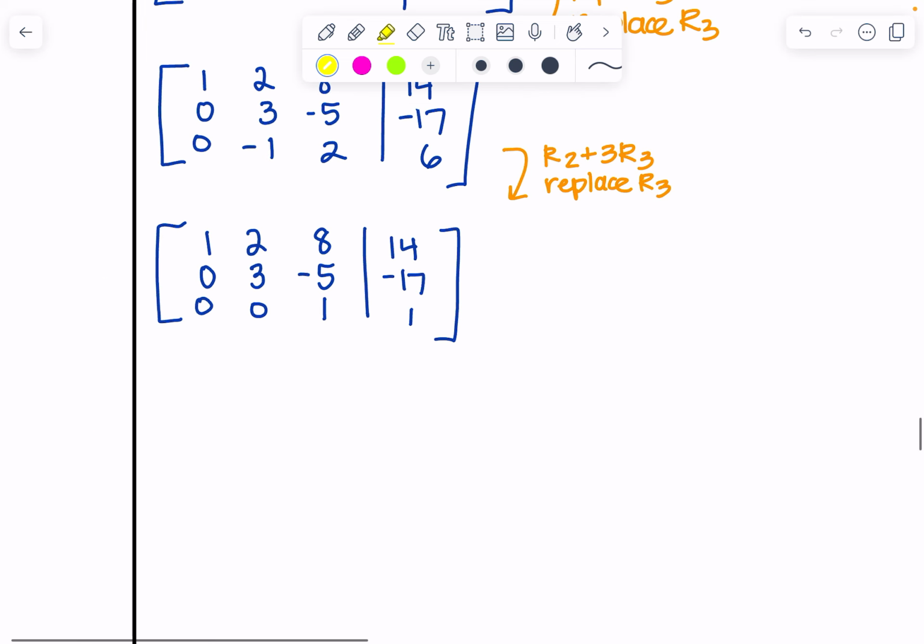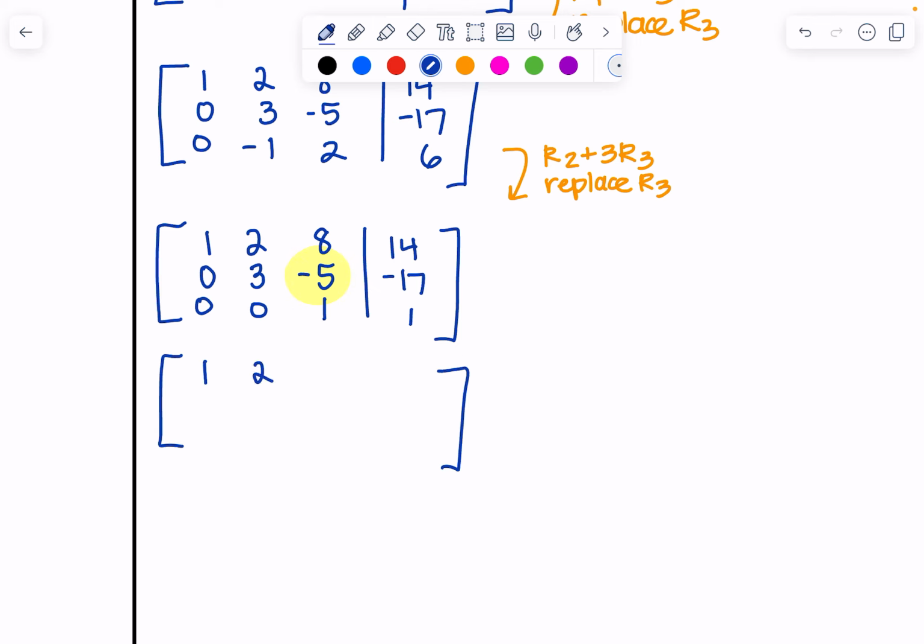Okay, so the next thing we probably want to do is get a 1. Well, actually, no, let's try to get this negative 5 to be a 0, and we'll utilize row 3 to cancel these out. So I'm going to keep my row 1 the same, and I'm going to keep my row 3 the same. And so from here to here, to cancel out that negative 5, I'm going to do 5 times row 3 plus row 2, and then I'm going to replace row 2.